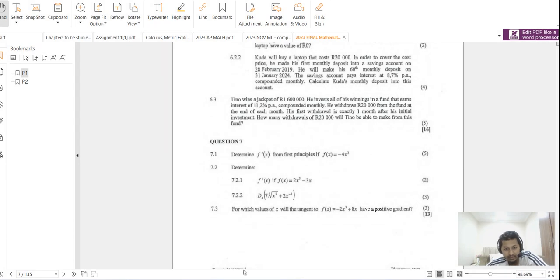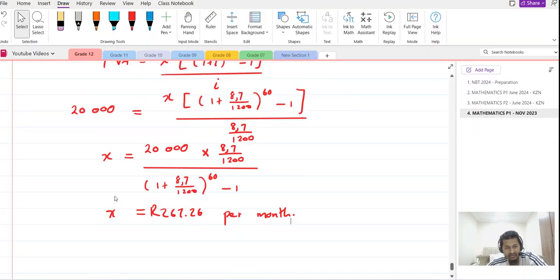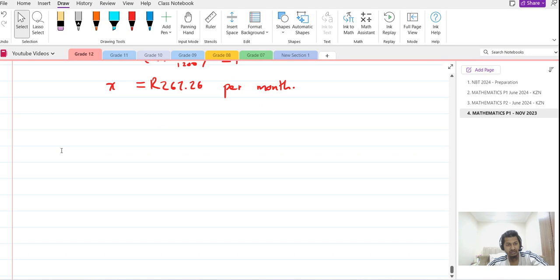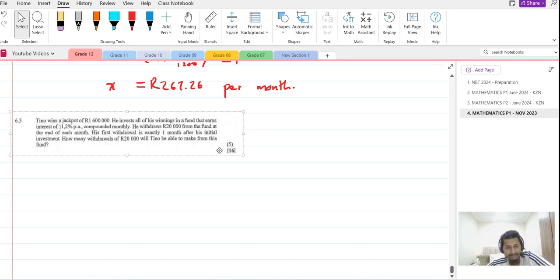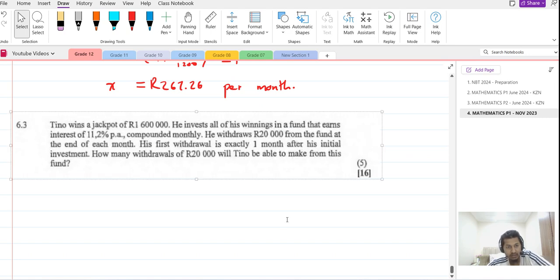Right, so far the financial math section wasn't so bad. It was just straightforward problems. Right, so Tino wins a jackpot of 1.6 million. He invests all his winnings in a fund that earns interest at 11.2% per annum compounded monthly.